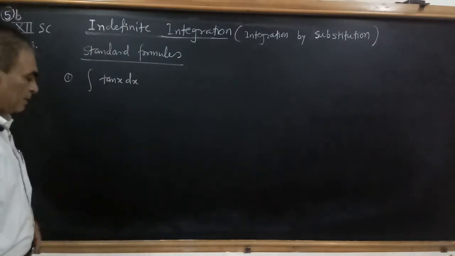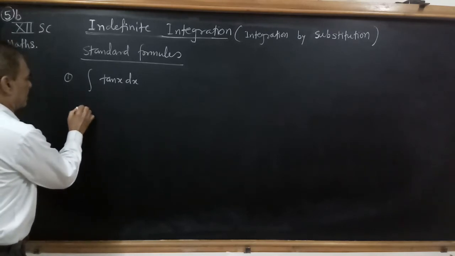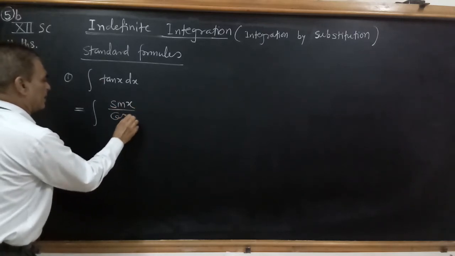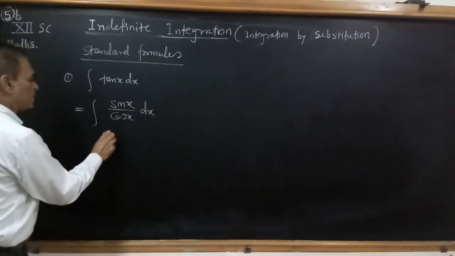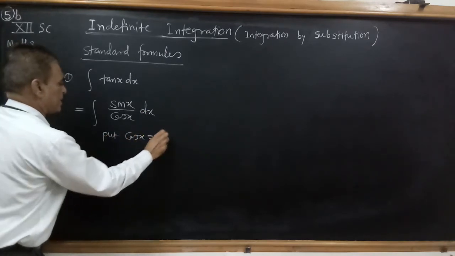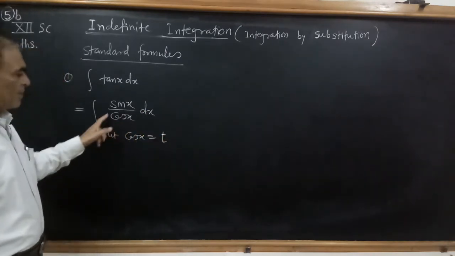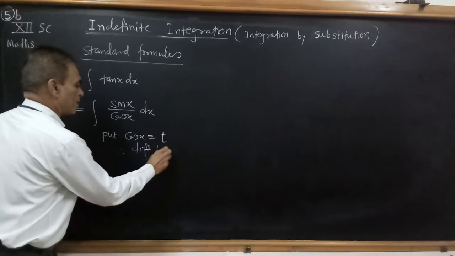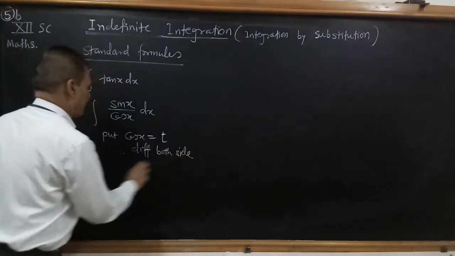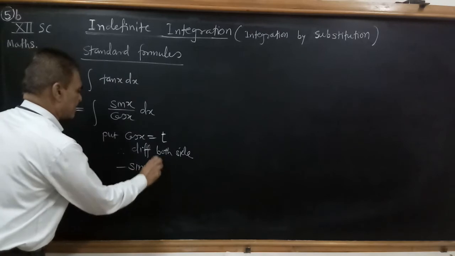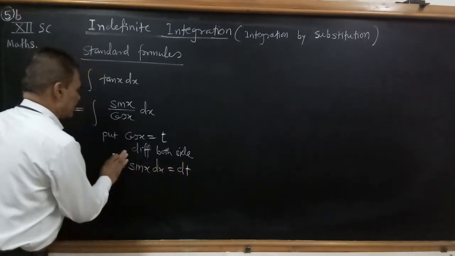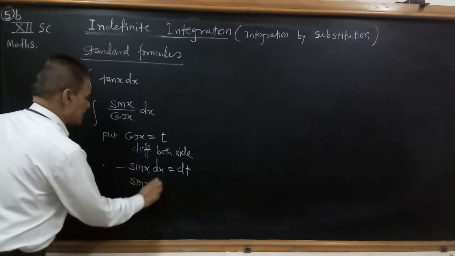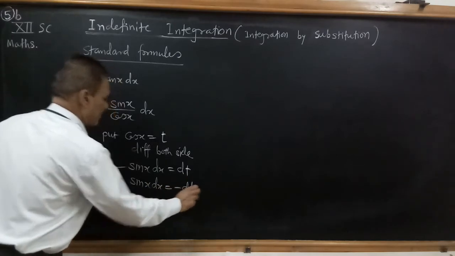There are two different methods. Number one, use the relation tan x is nothing but sin x divided by cos x into dx, and put cos x equal to t. Use substitution denominator equal to t. Therefore, differentiate both sides. We get minus sin x dx is equal to dt. Transfer this negative sign to that side. Sin x dx is nothing but minus dt.